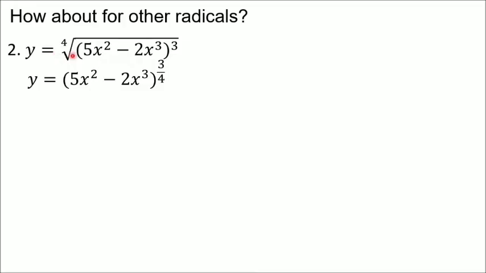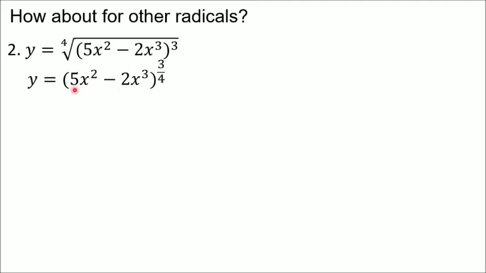So ang equivalent nito, ng 4th root of the quantity of 5x squared minus 2x cubed ay ito: 5x squared minus 2x cubed, quantity raised to the power of 3 over 4. Yung 3 dito, ito yung ating exponent dito sa loob ng radical, and 4 ang ating index ng radical, which is 4th root, that's 4. And then from here, pwede na tayo maggamit ng chain rule.